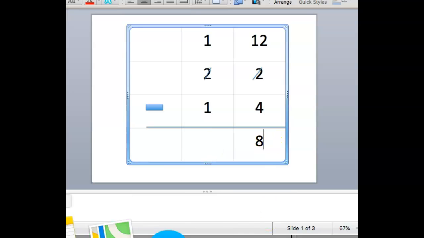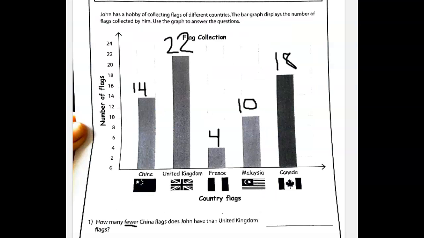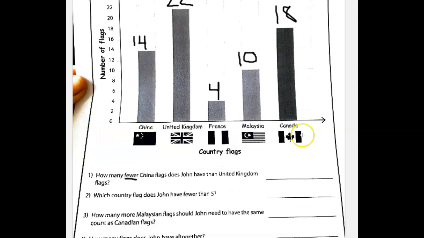So our answer is 8, so we're back at our page, and we're going to write our answer on the line. So it said, how many fewer China flags does John have? They have 8 fewer China flags than United Kingdom flags.